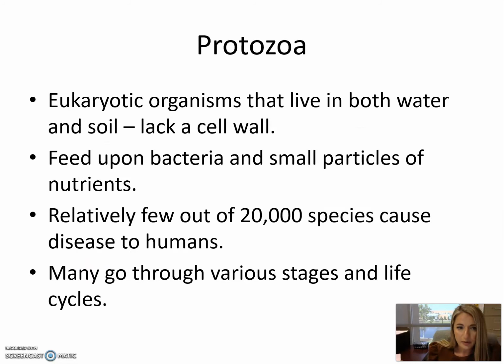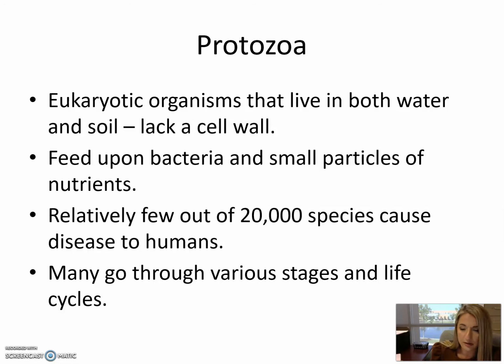So the next type of eukaryotic cell that we're going to talk about are protozoa. So protozoa are eukaryotic microorganisms. They are commonly found in water and soil. They're known for lacking a cell wall, which is different from fungi, because while fungi are eukaryotic, they have a cell wall that is composed of chitin. But protozoan cells, they do not have a cell wall.